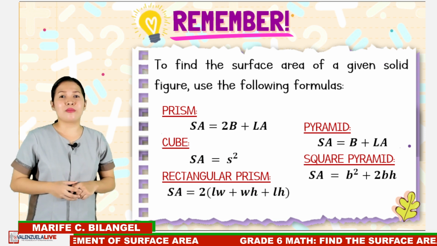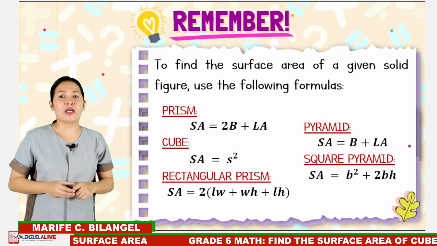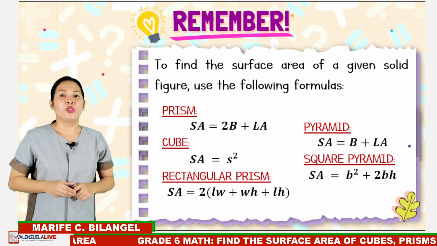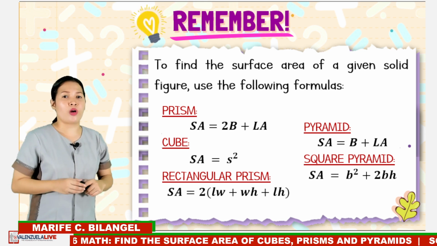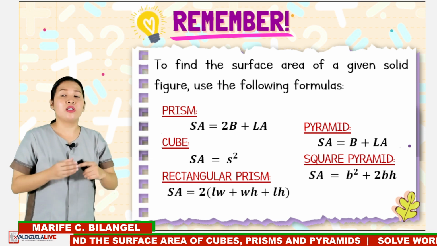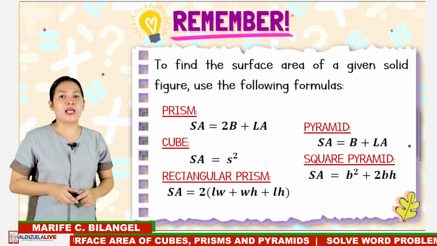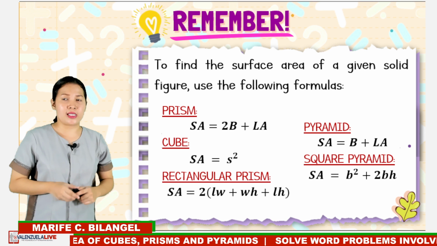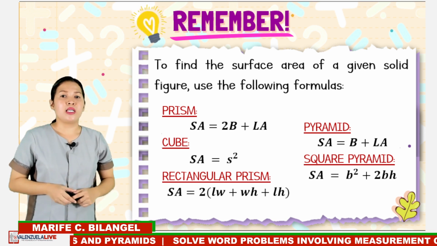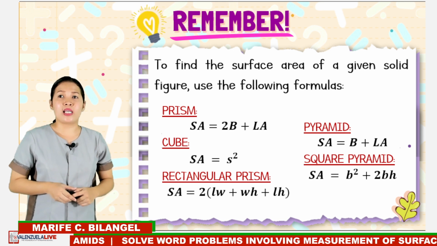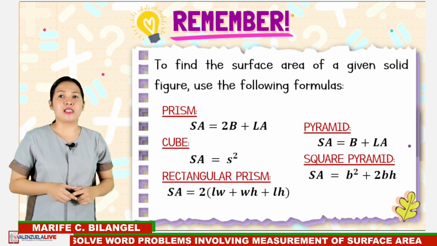Great job, Math Amazing learners. Now, let us summarize what you have learned today. To find the surface area of a given solid figure, we must use the following formulas. For a prism, the formula is area of the two bases plus the lateral area. The surface area of a cube is equal to 6s squared.